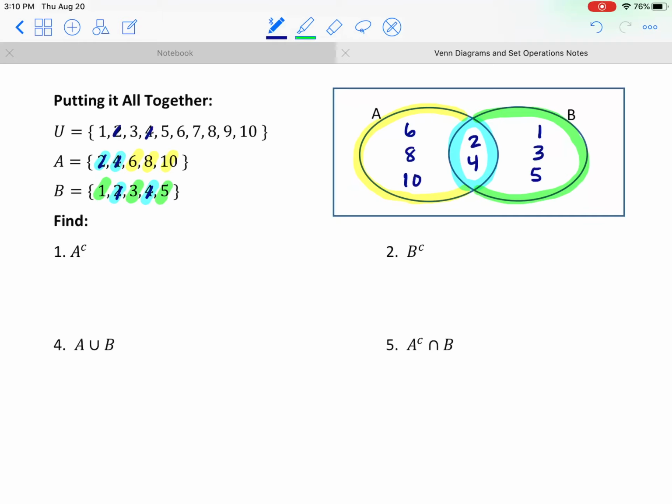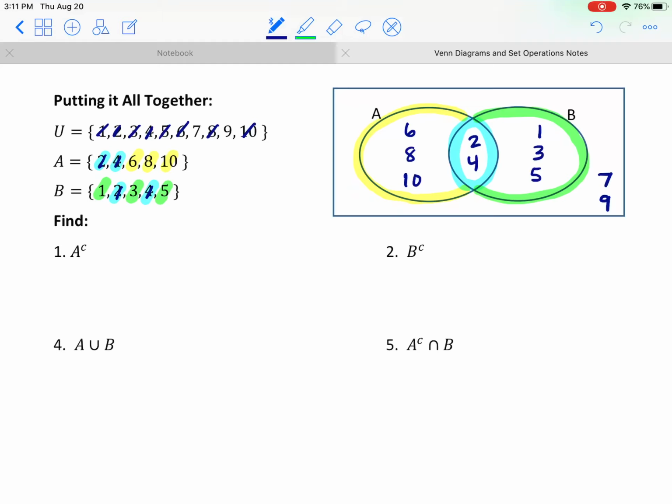Okay, now let me go back to my universal list. I just put in 1, 3, and 5, so I'm going to cross that off. And then in the yellow section there in A, I put in 6, 8, and 10. So those are the elements that are in A or B. Now the only thing left in the universal set is 7 and 9. And since 7 and 9 don't belong to A or B, then we're going to put 7 and 9 outside of the circles, but in the universal set. Okay? So now we have our picture.